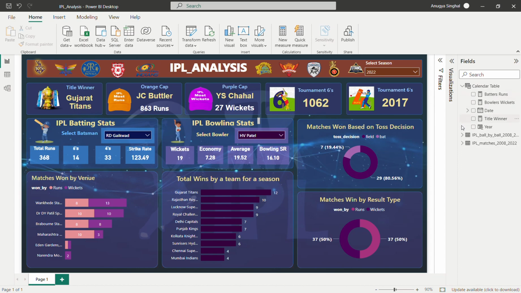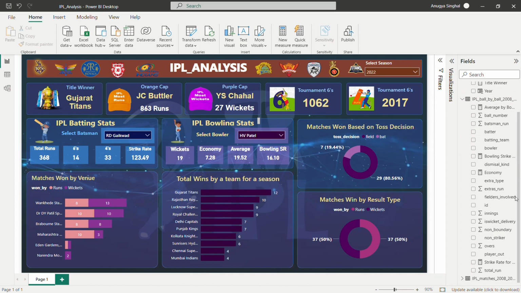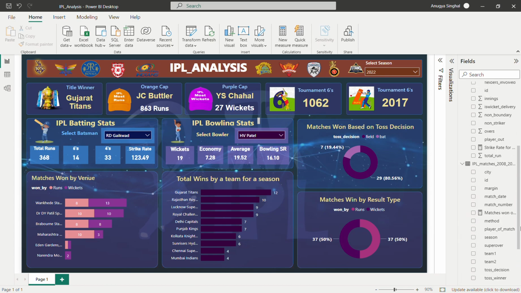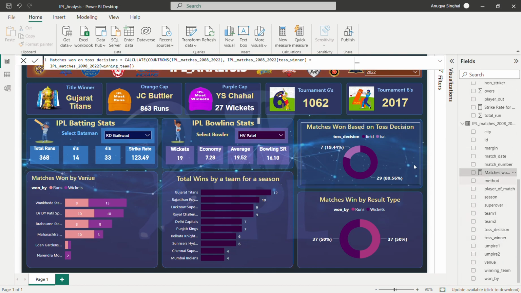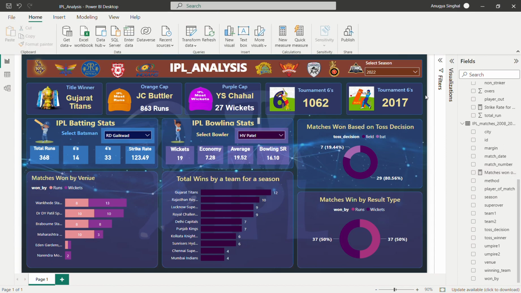For this chart analysis, I have used one measure also. So yes, this is the measure I have created. In this measure I have used the calculate function and count rows function, and I have used these with 2 to 3 columns of the dataset.